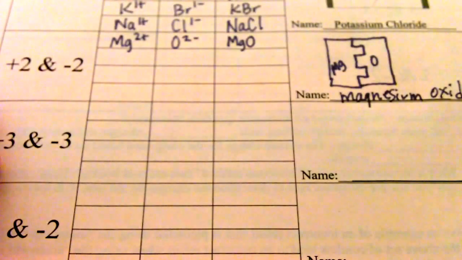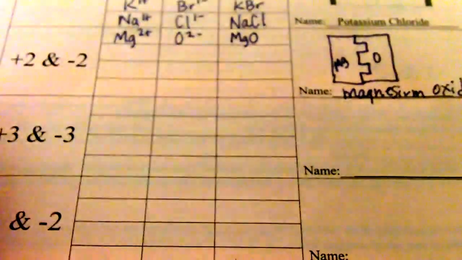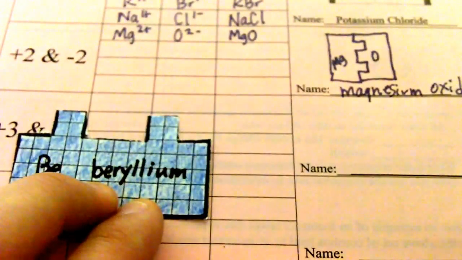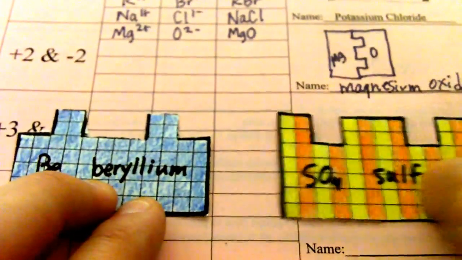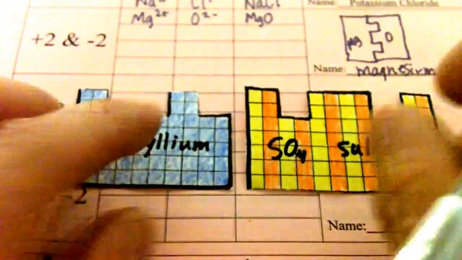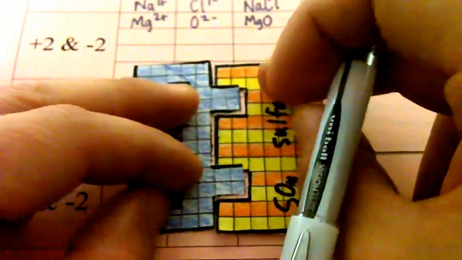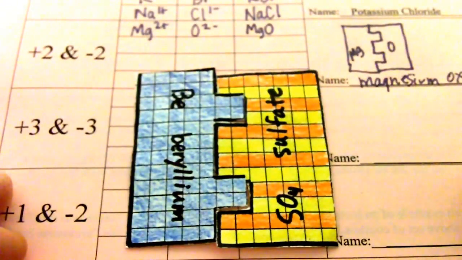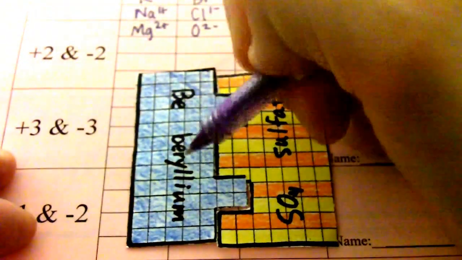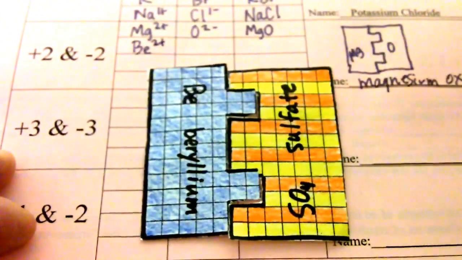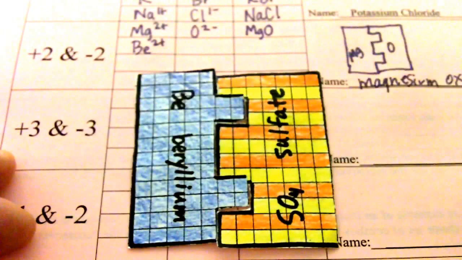Another +2, -2 combination that we have uses the other cation, beryllium, and the polyatomic ion, sulfate. We can see, just like with the Mg and the O, the Be and this SO4 come together and fit quite nicely. One of each is needed. So then the beryllium is a +2, Be 2+, and the sulfate is a -2.